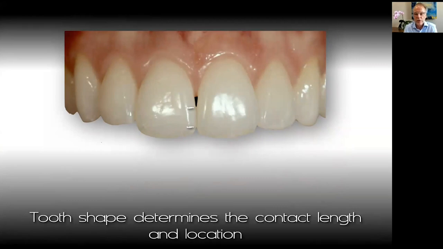So then we have to look at, again, natural teeth. We look at tooth shape. The tooth shape actually dictates the contact length and location.